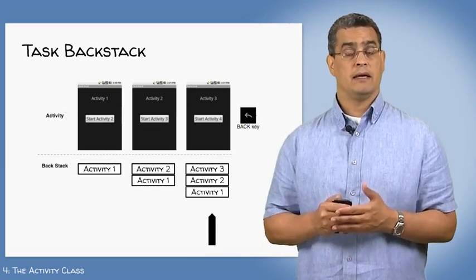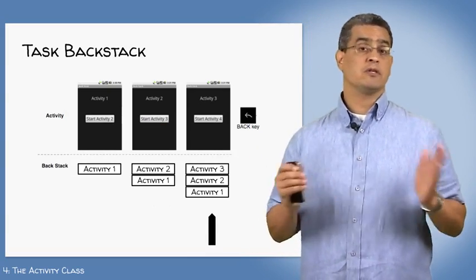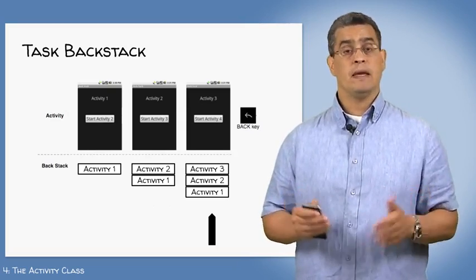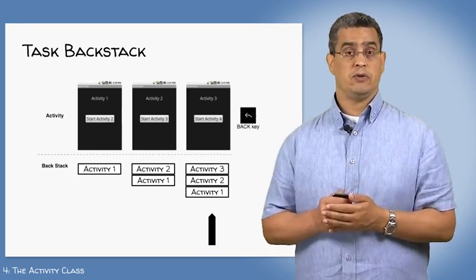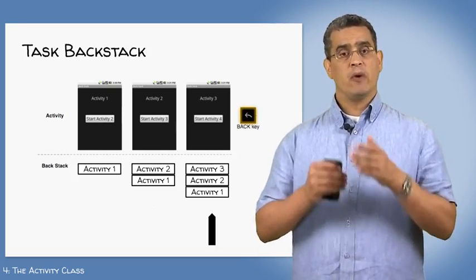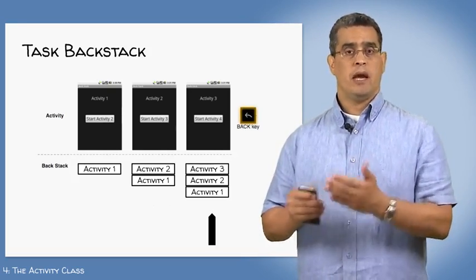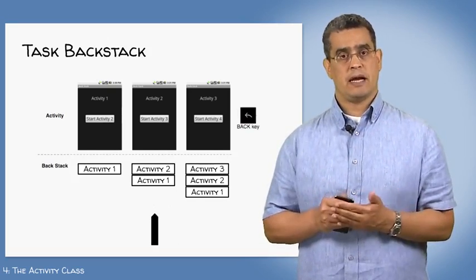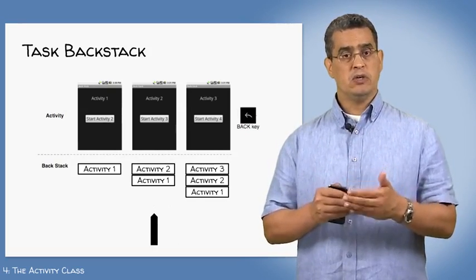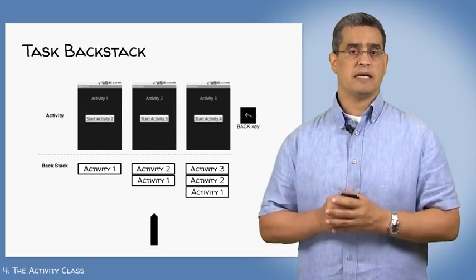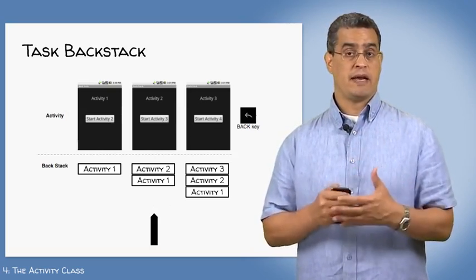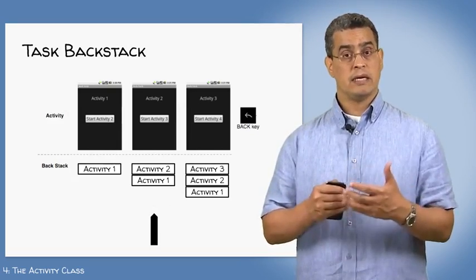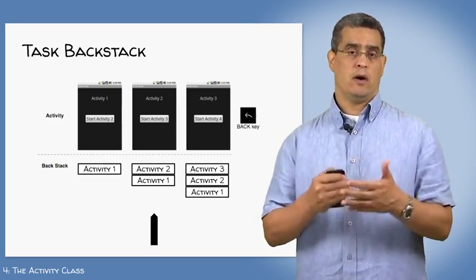Now, let's say that the user has had enough of activity 3 and hits the back button with the idea of going back to activity 2. At this point, Android kills activity 3 and pops it off the task backstack. Because activity 2 is currently at the top of the task backstack, Android will unsuspend or resume that activity, restoring its state and bringing it back into view on the device.